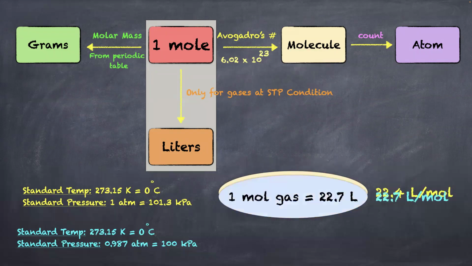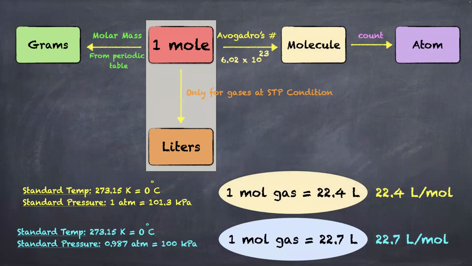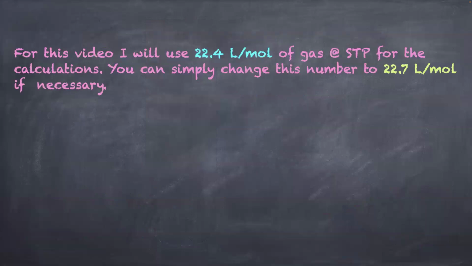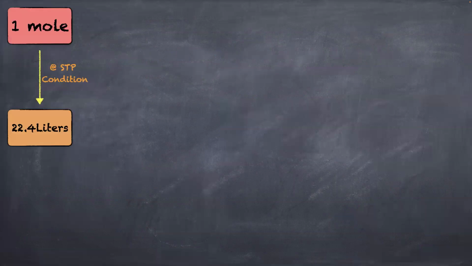But for the second case, 1 mole of a gas will occupy 22.7 liters. So the number is 22.7 liters per mole, and we say that's the molar volume of this gas. So make sure to check which one your school uses. Normally, for my conversions, I'm going to be using 22.4 liters per mole for STP. But if your school is using the other number, you can simply substitute 22.4 by 22.7 and then use it for your calculations. So we say 1 mole of a gas at STP condition will take up 22.4 liters. That's our scenario right now.